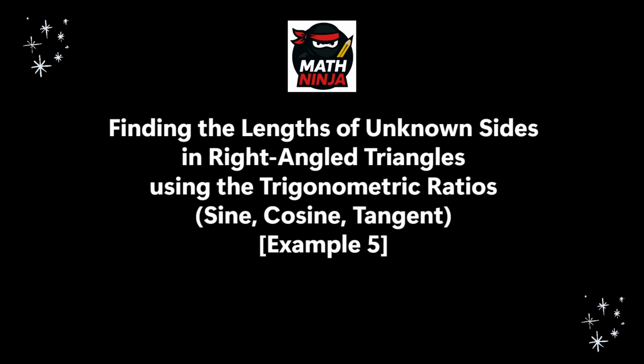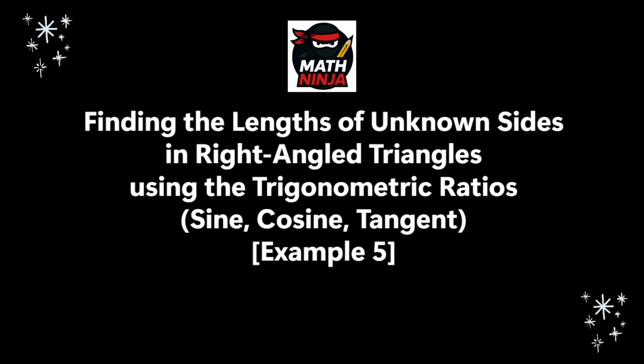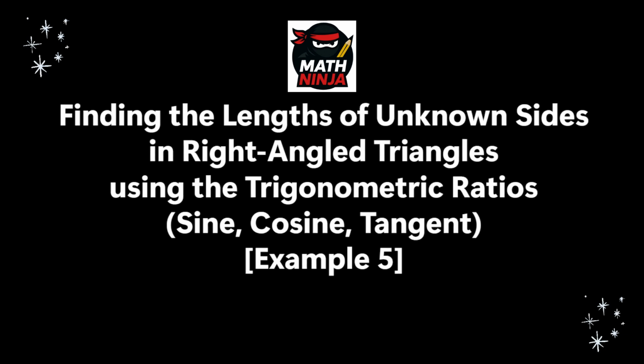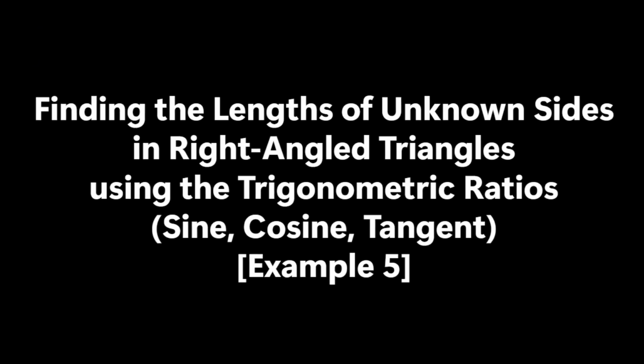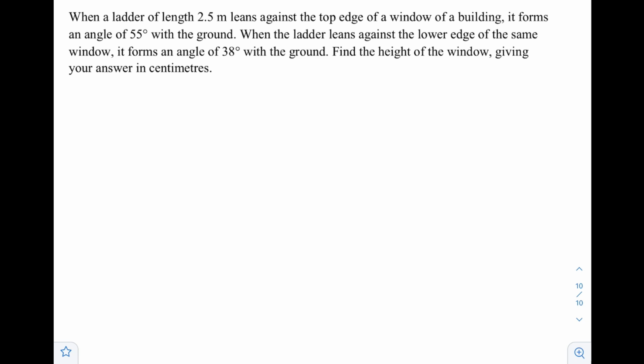In this video, we will learn how to find the lengths of unknown sides in right-angled triangles using the trigonometric ratios. In this question, we are told that there is a ladder that has a length of 2.5 meters. It leans against the top edge of a window in the building, and then it forms an angle of 55 degrees with the ground. When the same ladder leans against the lower edge of the window, it forms a different angle of 38 degrees with the ground. So we need to find the height of the window, giving our answers in centimeters.